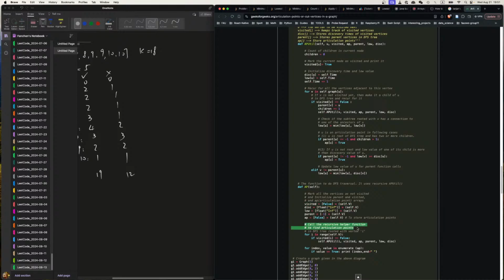Call the recursive helper function to find the articulation point. Okay, so we go through the DFS tree rooted with I, if it has not been visited before. Then we do it. If it has been visited, we don't do it. So we pick a node. Now we do DFS on the children of the current node. We set visited to true and initialize the discovery time.